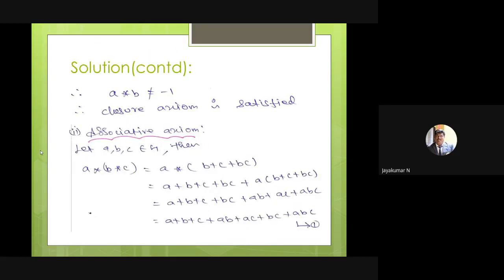Then associative axiom, easily you can prove it. Quickly I can recall it. A, B, C belongs to G. Then A star B star C is equal to... first apply the binary operation for B and C. So B plus C plus BC. And then again apply it. What I teach you is easy for you. Before plus after. Before is A, after is B plus C plus BC, plus product of before and after, that is A into B plus C plus BC. Just simplify, you will get one expression.